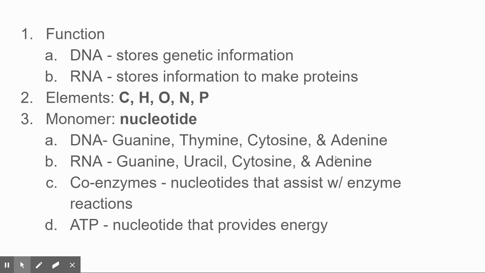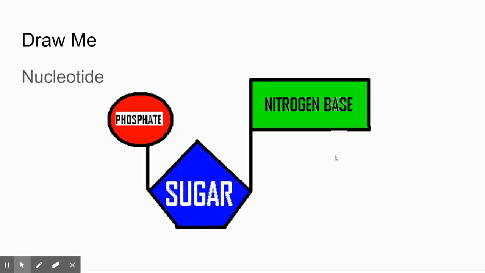Nucleotides also make up coenzymes. So these are nucleotides that assist with enzyme reactions. And we also have ATP, which is a nucleotide that provides energy. So this is what our nucleotide looks like. It is a phosphate group attached to a ribose or deoxyribose sugar, and then it has our different nitrogenous base. So our nitrogenous bases change. That's what determines if it is adenine, cytosine, guanine, thymine, or uracil.